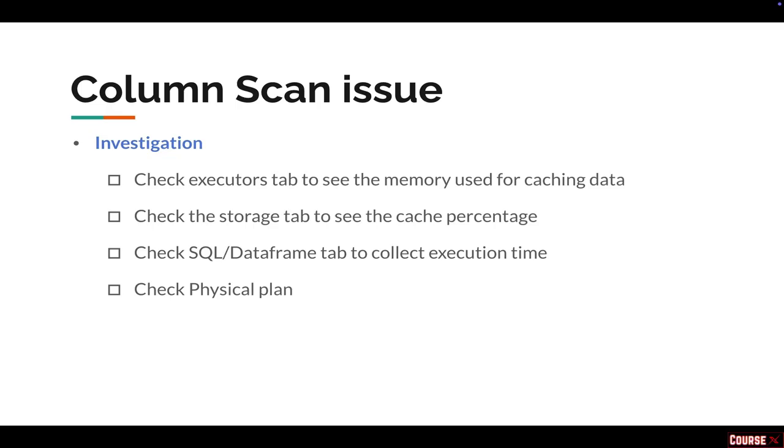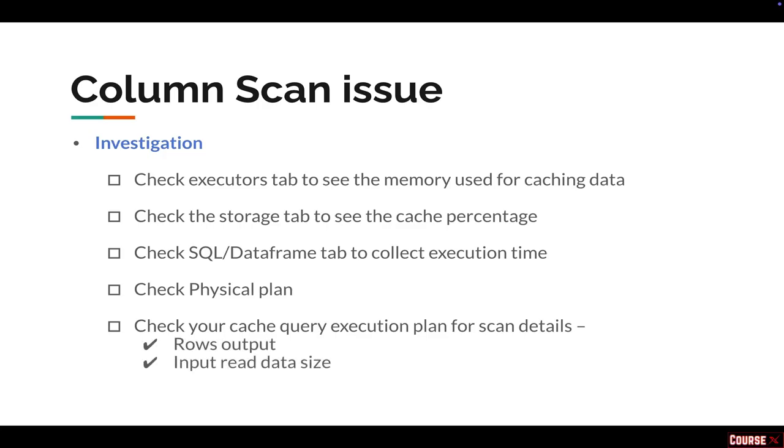Check physical plan. We have checked the physical plan, and even though the number of rows are the same, the data volume before was around 786 MB, and after it was like 360 MB most likely. So it is reading much less data in the optimized version. Check your cache query execution plan for scan details. We have checked the execution plan as well, so rows output and input read data size. We have checked all these things.